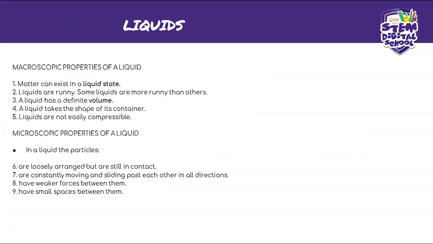Now let's look at the macroscopic and microscopic properties of a liquid. Macroscopic is what our five senses can perceive: we can see, touch, taste, and hear. Matter can exist in a liquid state, and we can see that liquids run; they can flow. Some liquids flow more easily than others. In terms of viscosity, if I have diesel and water, water can flow faster than diesel. A liquid has a definite volume.